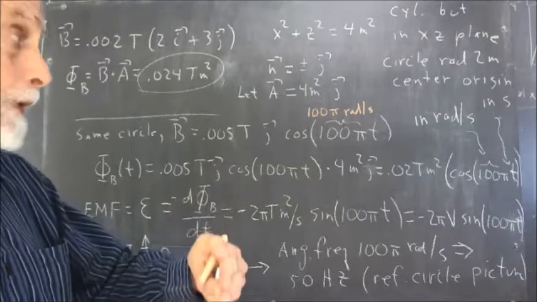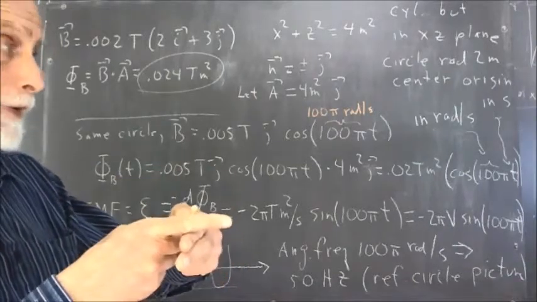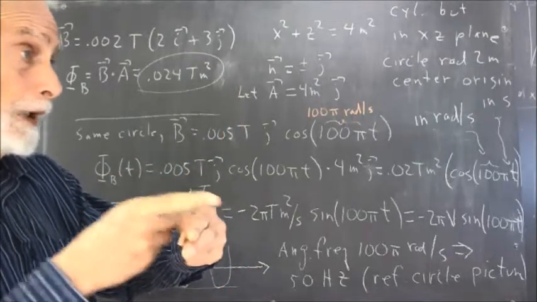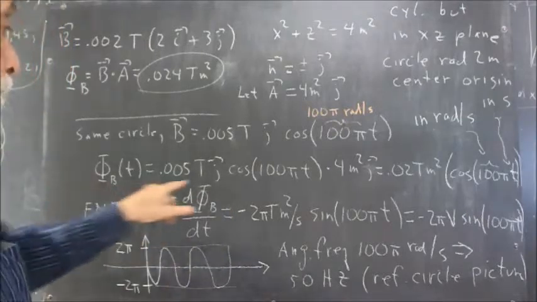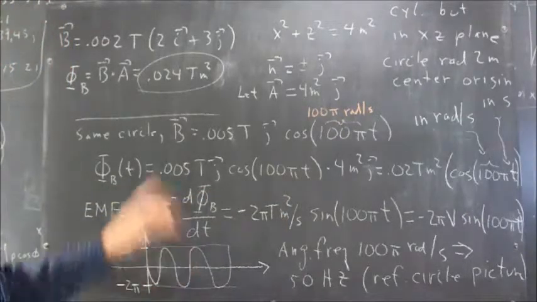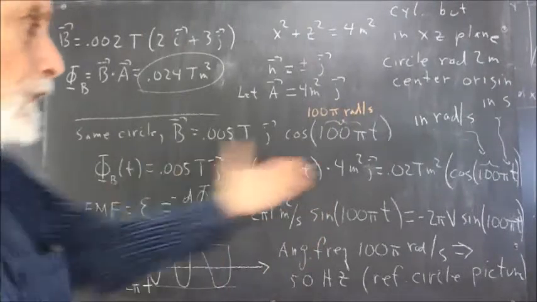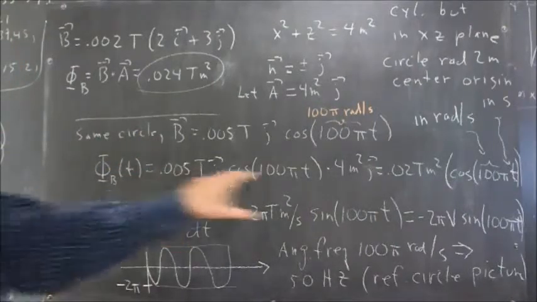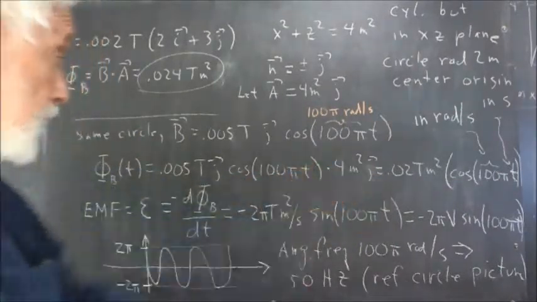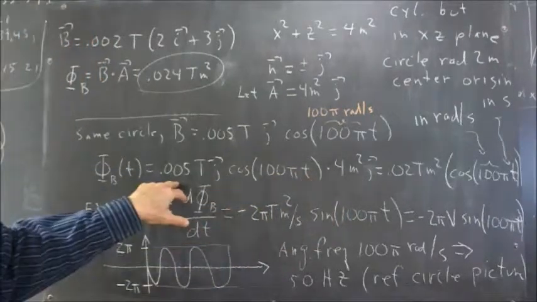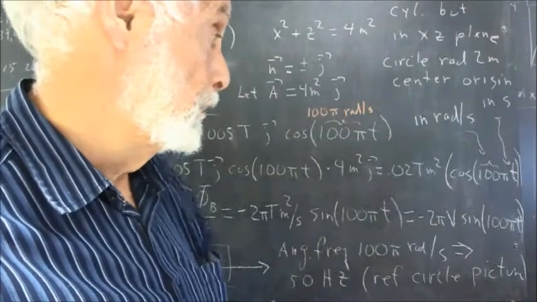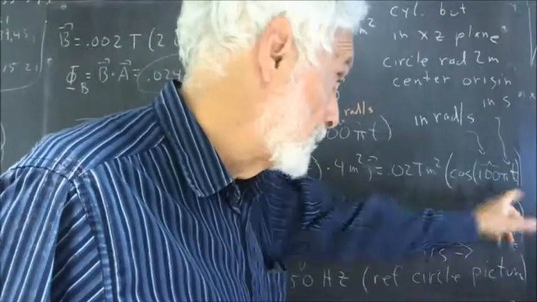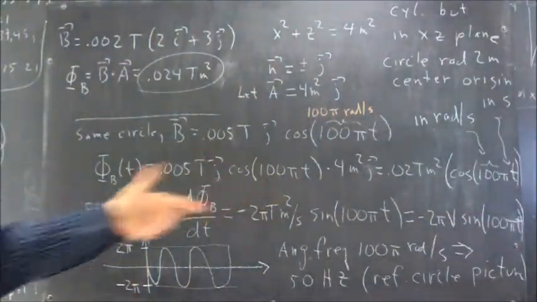Okay, we have the 4 square meter circle in the xz plane, or a plane parallel to the xz plane, and we have the j vector as the normal vector. So the magnetic flux is going to be this dot product. J dot J is 1, so we just end up multiplying 4 square meters by the 0.005 Tesla to get 0.02 Tesla meters squared. And then we have the cosine of 100 pi radians per second times t coming along.